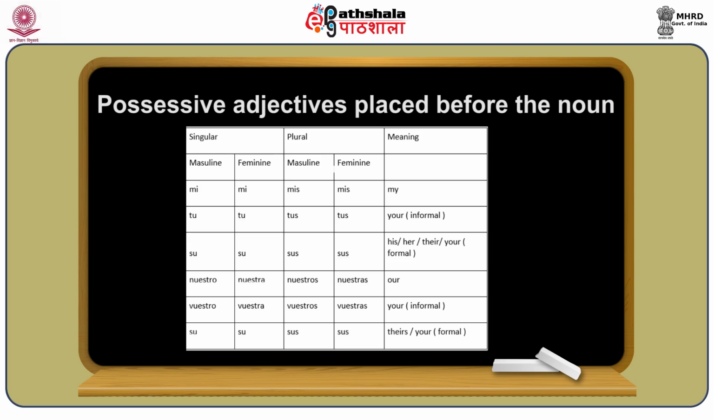In the same way, like nuestro, nuestra, we have vuestro, vuestra, vuestros, vuestras, meaning your, informal plural. For theirs or your, formal, the possessive adjectives are su and sus. Su is for singular masculine and feminine, and sus is for plural masculine and feminine, meaning theirs or your, formal.